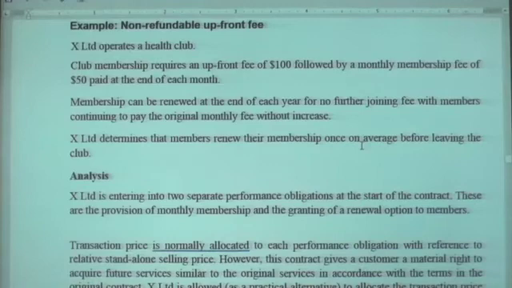Let's see this example. X Limited operates a health club. Club membership requires an upfront fee of 100 followed by a monthly membership fee of 50 paid at the end of each month. Same story. Membership can be renewed at the end of each year for no further joining fee, with members continuing to pay the original monthly fee. Annually, they can renew the membership but no need to pay additional payment. At the joining, you have to pay 100, thereafter no need to pay annual payments, only monthly fees. X Limited determined that members renew their membership once on average before leaving the club.